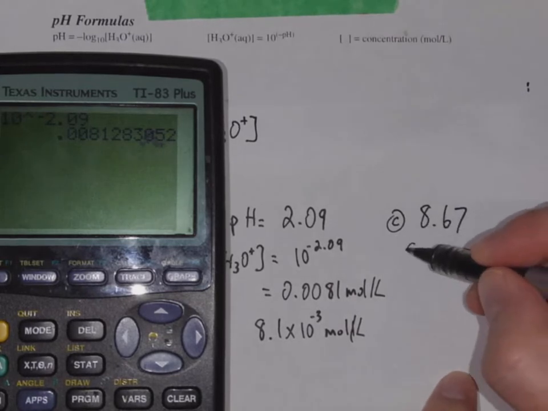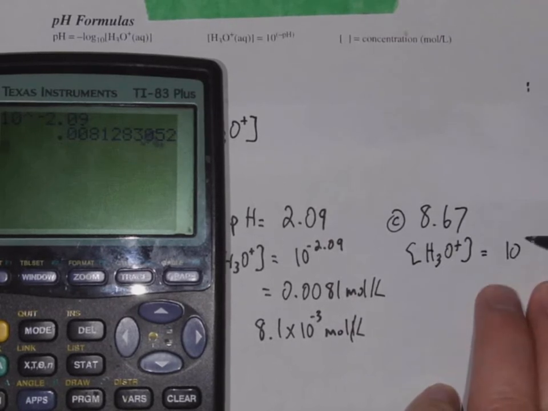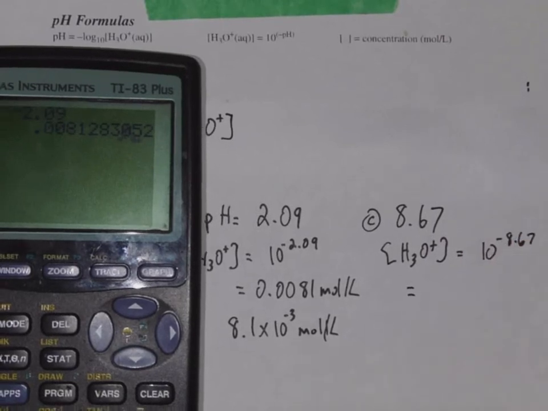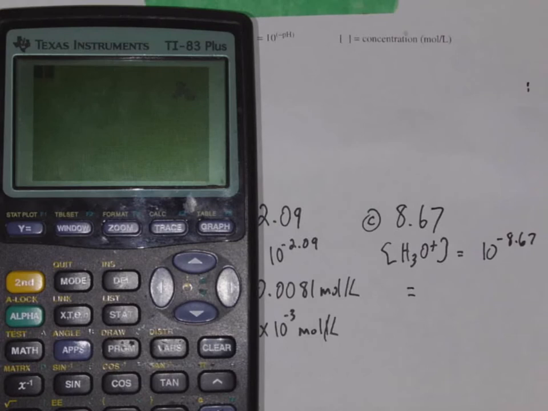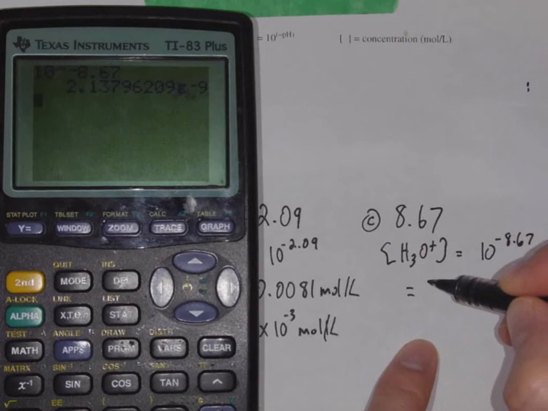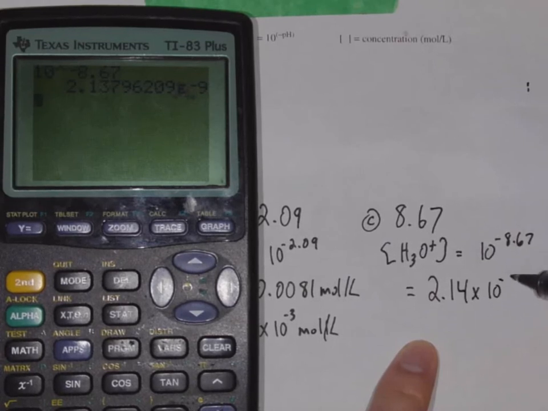Hydronium ion concentrations. So here our hydronium ion concentration is going to equal 10 to the negative pH, which is 10 to the negative 8.67. And this is going to equal, clear that, and then go 10 to the power of negative 8.67. And look at that, nice and easy. It's such a small number that it goes right into our calculator. We can just read it right off to 2 sig digs. So this would be 2.14 times 10 to the negative 9, and this is in moles per liter.